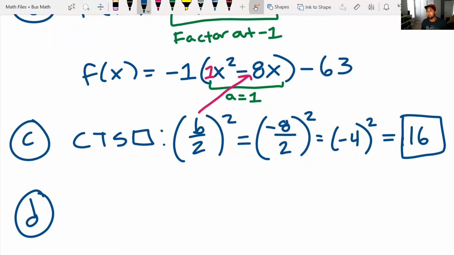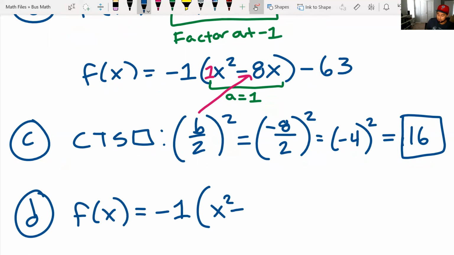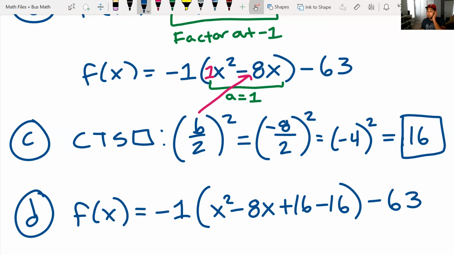So what I'm going to do now is add that number and subtract that number on the same line. Okay. So you're going to get -1 times x squared minus 8x plus 16 minus 16 minus 63. So I have now taken this number and added and subtracted it on the same line.